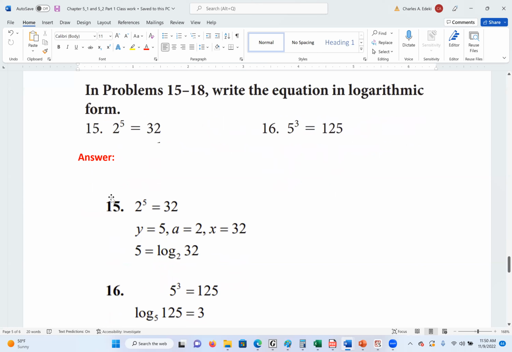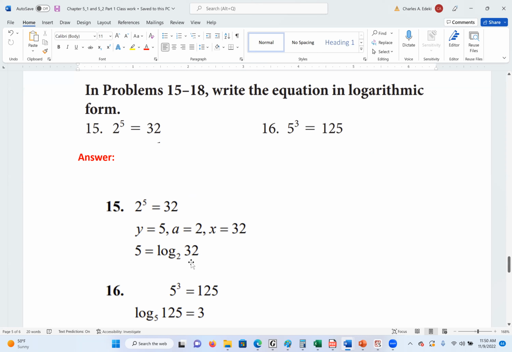And we say y is 5, a will be 2, x will be 32. So a is our base. It's like writing y equal to log base a of x. So we get log base 2 of 32 equal to 5.